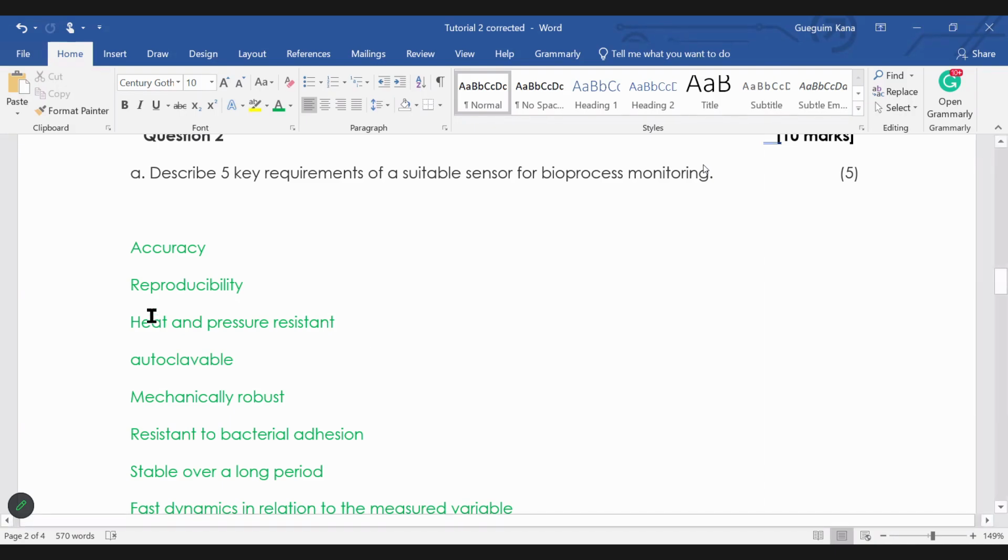Okay? You have to talk about suitable sensors that produce data that are reproducible. That is, it doesn't have to measure a particular parameter and give you a value, and when you want to repeat it, it gives you a different value. This is extremely important. It has to be heat and pressure resistant. That is, the sensor has to be able to withstand autoclaving or temperature sterilization.